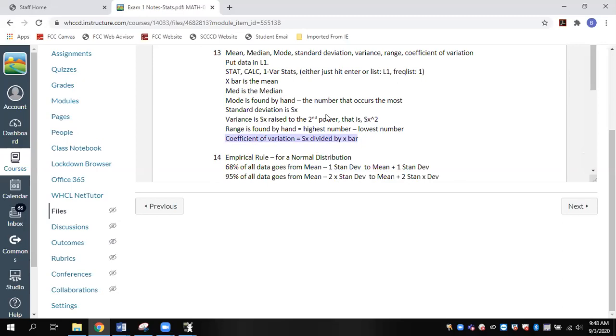See how I'm telling you? So this will really help you. This has all the formulas on. It even tells you how to do the calculation stuff, right? So S sub x divided by x bar is your coefficient of variation. So I've done all this for you. So let's use that now. Let's go back to our problem.